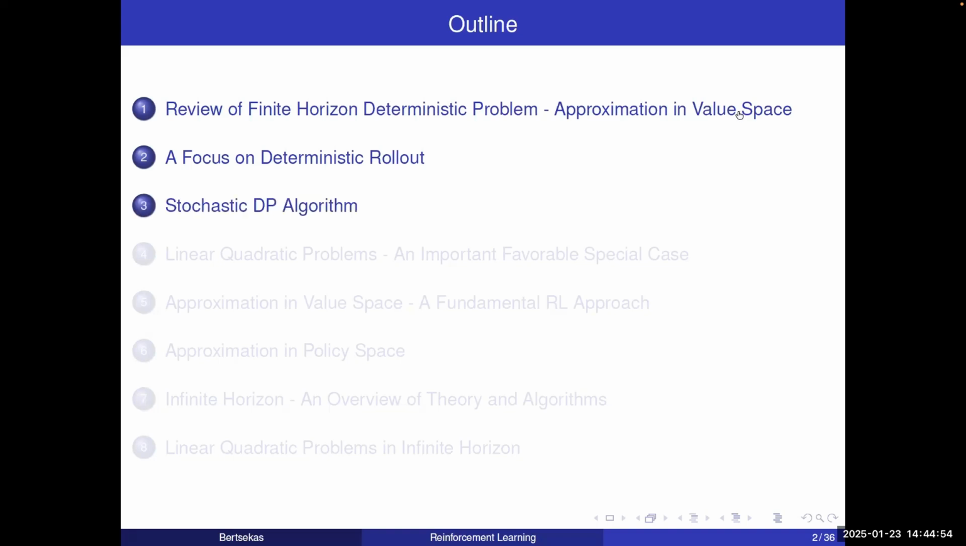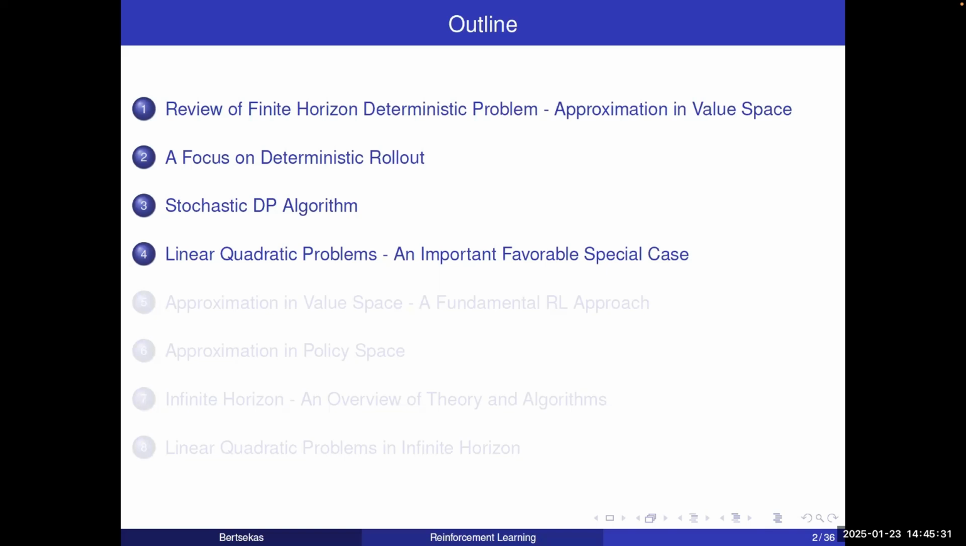Then we're going to go into stochastic problems and the dynamic programming algorithm. We are going to look at an important class of problems which has favorable structure. These are linear quadratic problems, involving a linear system and a quadratic cost function. These are of major importance. They are central in control theory, in dynamic programming, and in reinforcement learning, and in model predictive control. The nice thing about them is that they admit an analytical solution, something that's rare with dynamic programming.